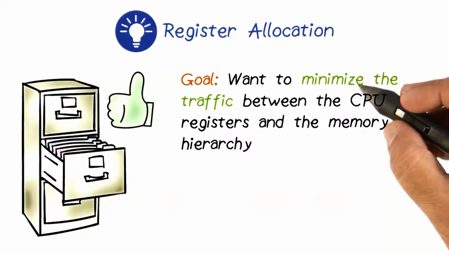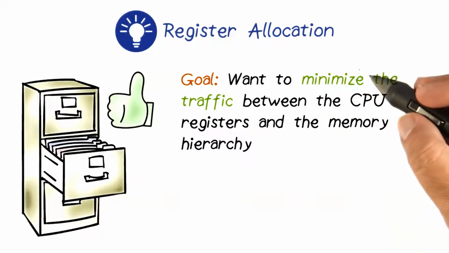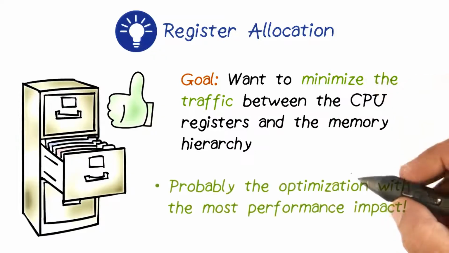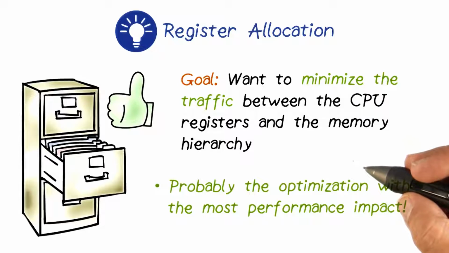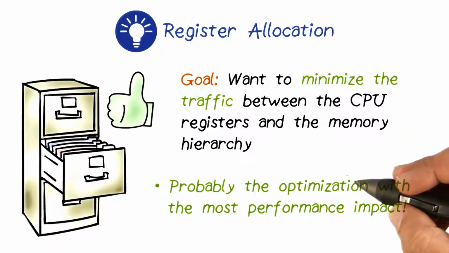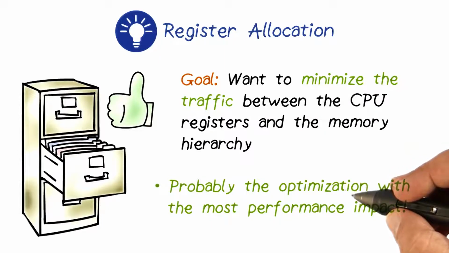So what is the goal of the register allocation phase? The goal is to minimize the traffic between the CPU and the memory. In other words, maximize the number of values which stay in registers for the longest duration. That way, we don't have to fetch them again and again from memory. As you can well imagine, this is the optimization which has the highest performance impact. This is true not only for embedded systems, but also for general purpose processors.